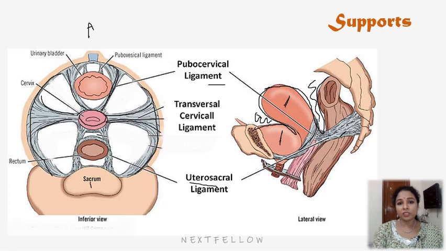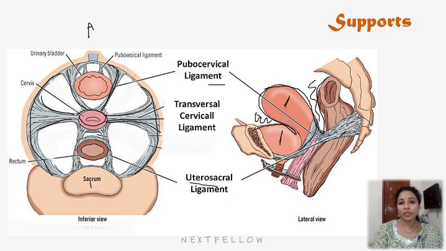They are fan shaped, extending from the lateral aspect of the cervix to the upper vaginal wall and blending laterally with the lateral pelvic wall, that is, the fascia covering the lateral pelvic wall muscles. They form a hammock and support the uterus and prevent the downward displacement of the uterus.